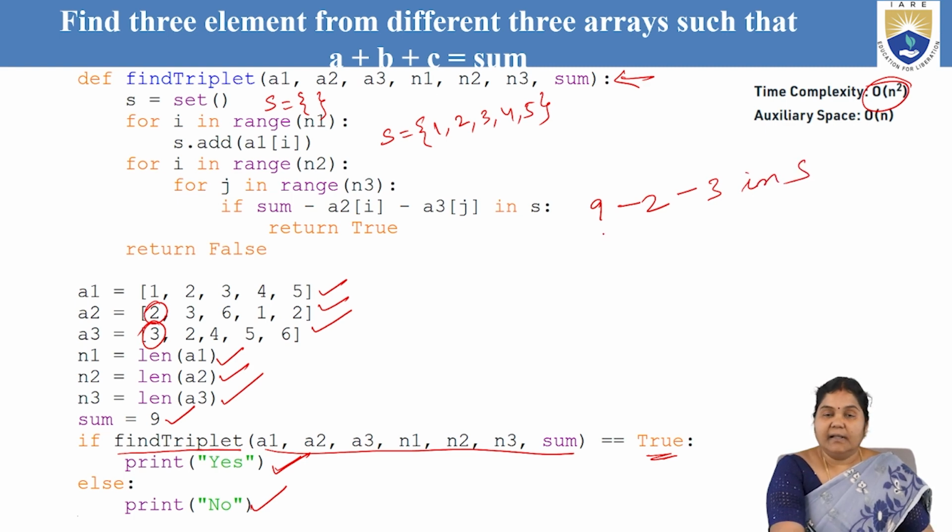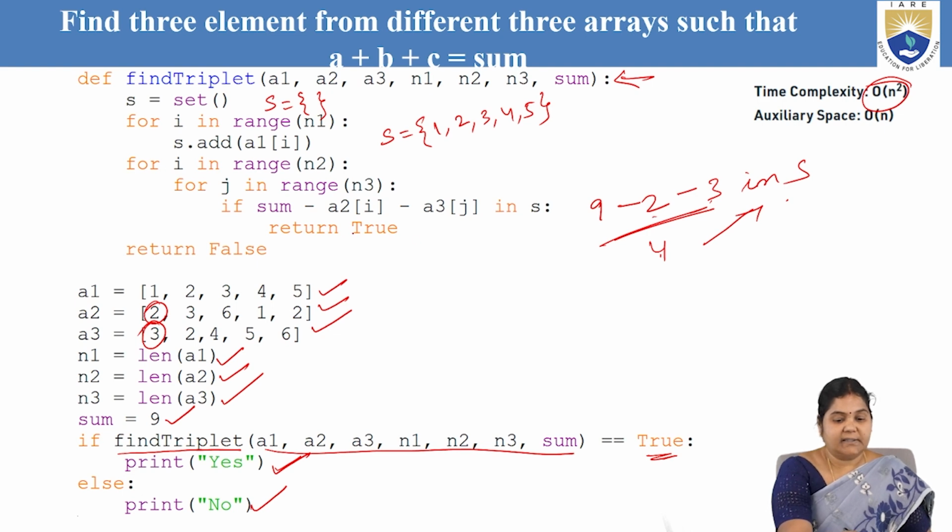So 9 minus 5 is 4. We are asking whether 4 is in s. That means 2, 3, 4 will be a triplet. It is there. Yes.